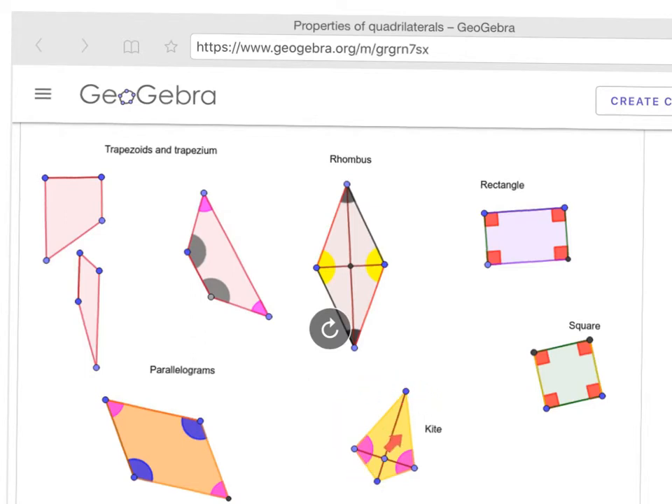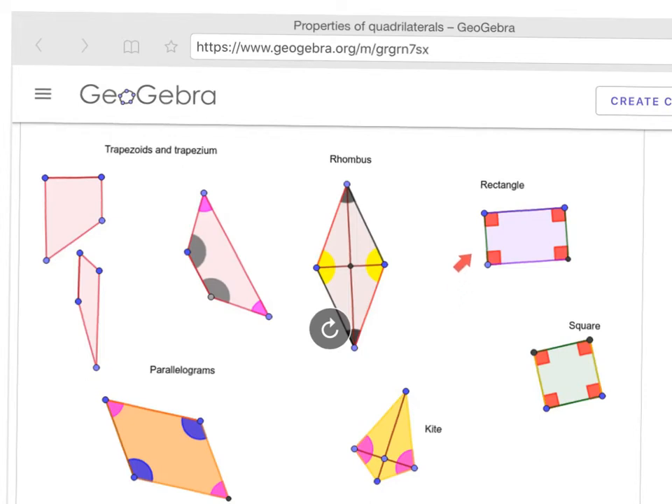A kite also has diagonals that meet at right angles, but the difference with a kite is only the adjacent sides are equal in length. It doesn't have any parallel sides at all. Because the 2 adjacent sides are equal in length, we end up with 2 equal angles opposite each other here. But the angles at the 2 apexes, if you like, are always going to be different.